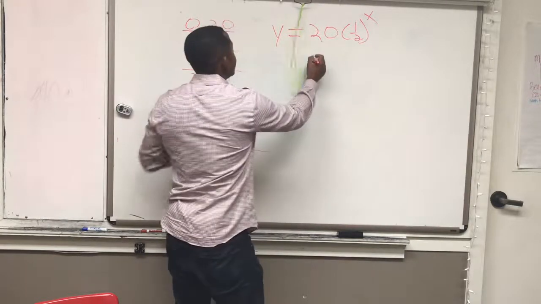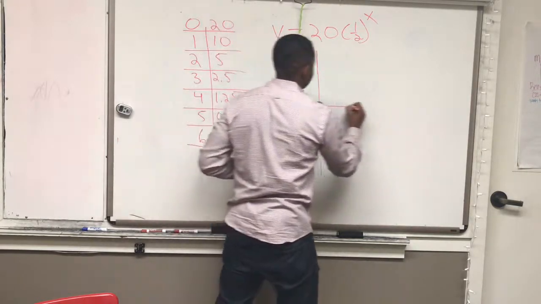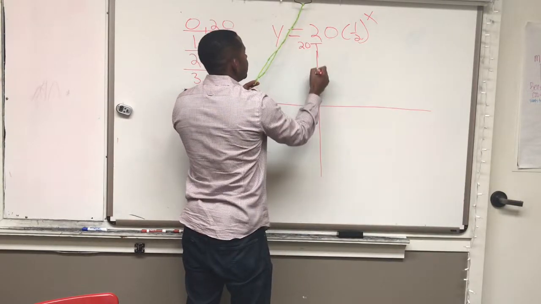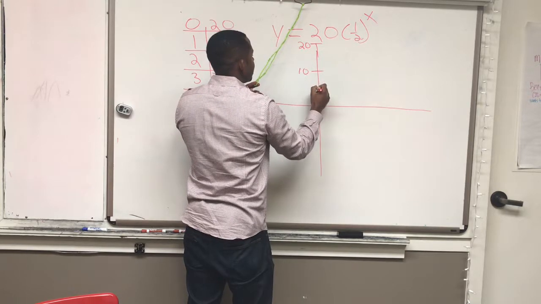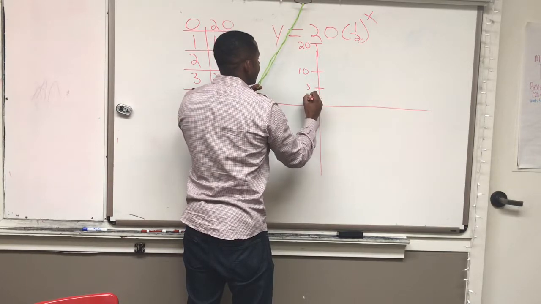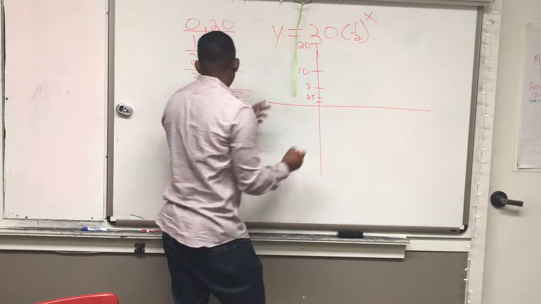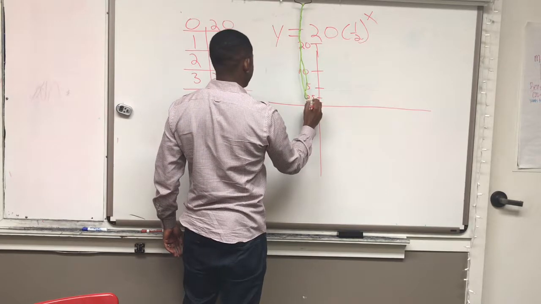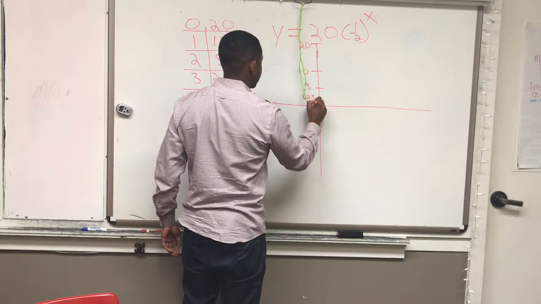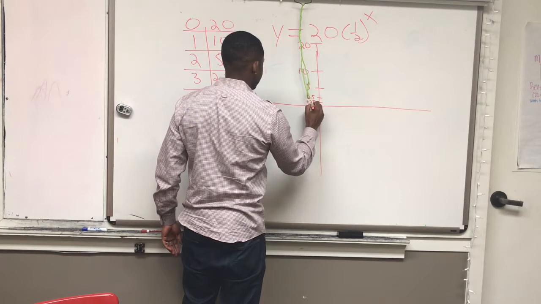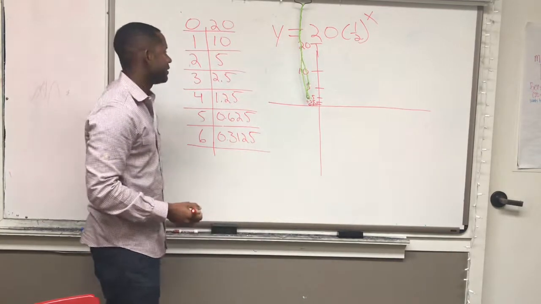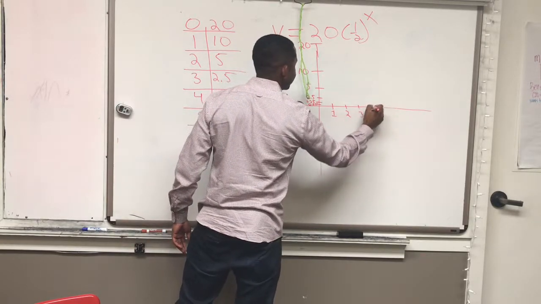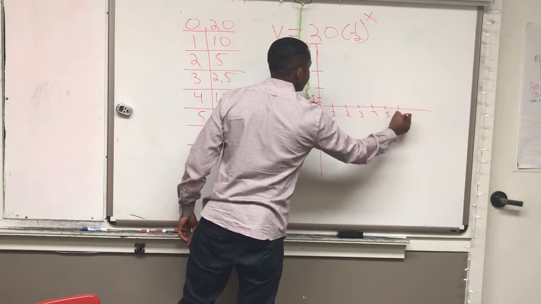So let's look at what the graph of this looks like. Go ahead and sketch this. You're going to start your graph. You're going to call up here 20. I'm going to cut it in half, call that 10. Cut it in half, call that 5. Cut it in half, call that 2.5. Cut that in half and call it 1.25, excuse me. And cut that in half and call it 0.625. That's about as small as we can get. And then we're just going to go 1, 2, 3, 4, 5, and 6.